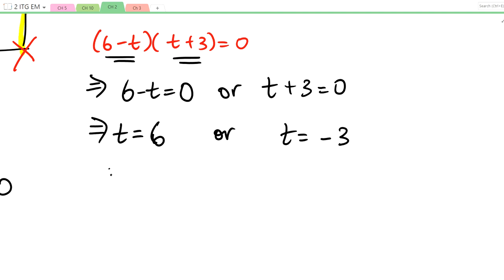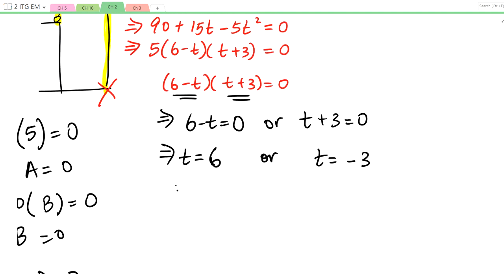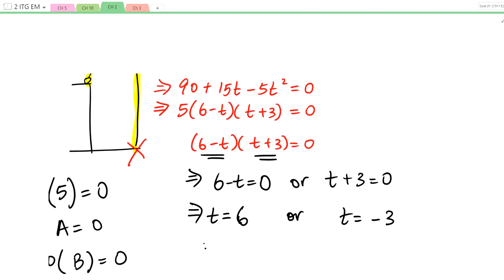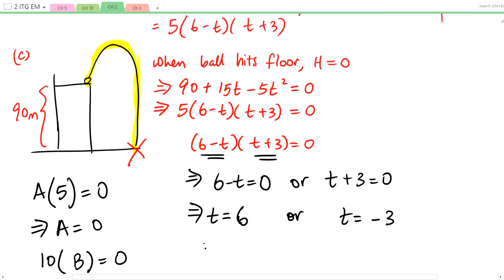Okay, out of these two, right? We want to find the time of flight, meaning I want the value of t when h equals 0, and now I have the answer already. But then I have two answers. Which one is it? I've got two values of t. Which one must it be? Why can't it be negative 3?